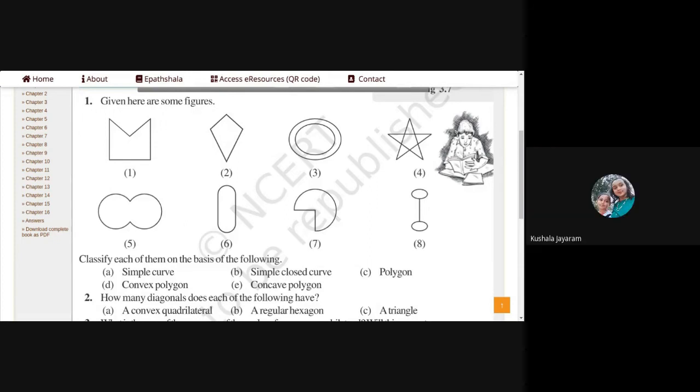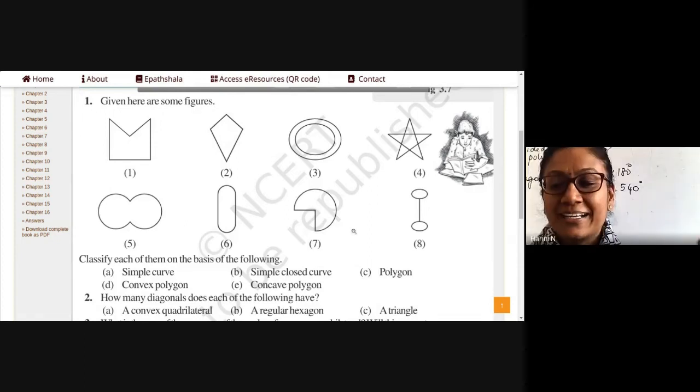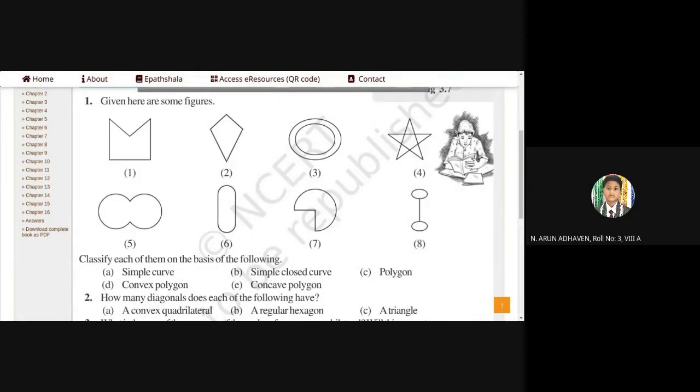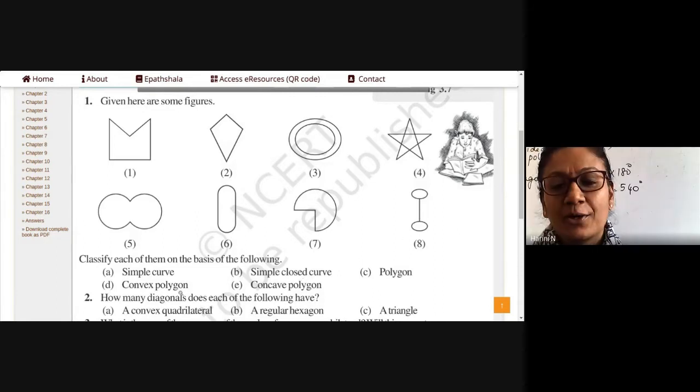Seventh one. It's a simple closed curve. Eighth one. Ma'am, it is not a polygon. It's just a line. Not a polygon, so it cannot be a concave or convex polygon.